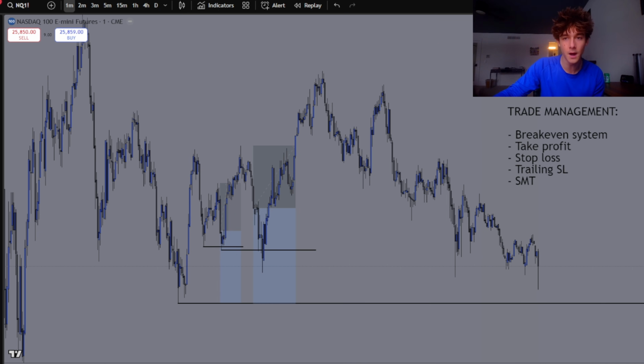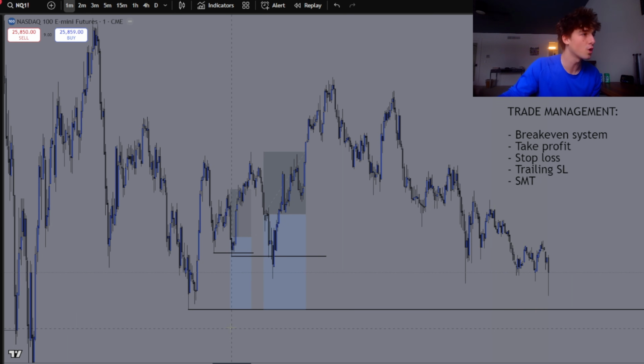Pretty straightforward. First things first, I will go into the break even system because it is very important. As a continuation trader, you are essentially catching the expansion move. So if we ever have a point of rejection within that expansion move, that is not a trade you want to be in. So let me show you exactly how I manage my trades and go break even, because I have a pretty straightforward break even system and it looks just like this. So let me show you.